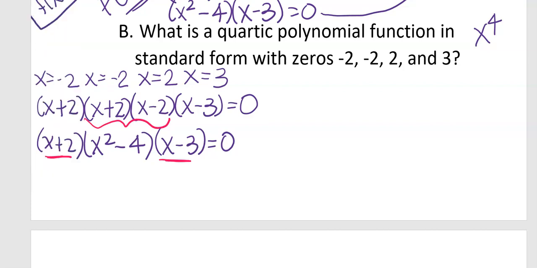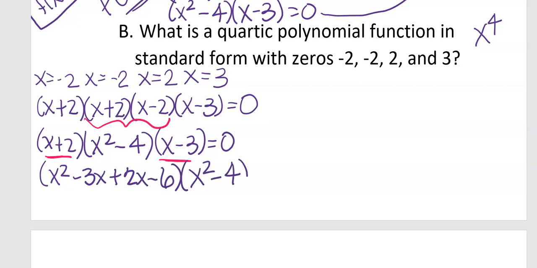Okay, so I get x squared minus 3x plus 2x. If you can do that all at the same time, do it. If you can't, put them in here. So I did the outers and the inners, and now I need a minus 6 for the last. And then I'm going to simplify it.